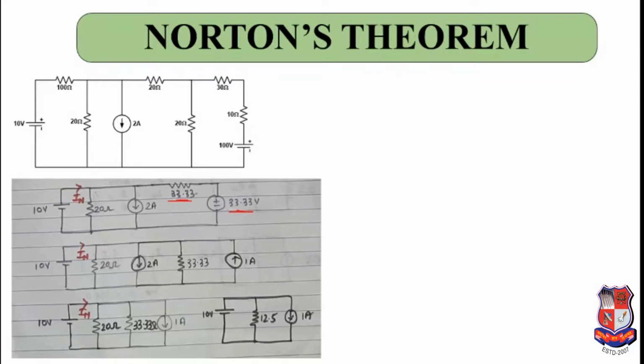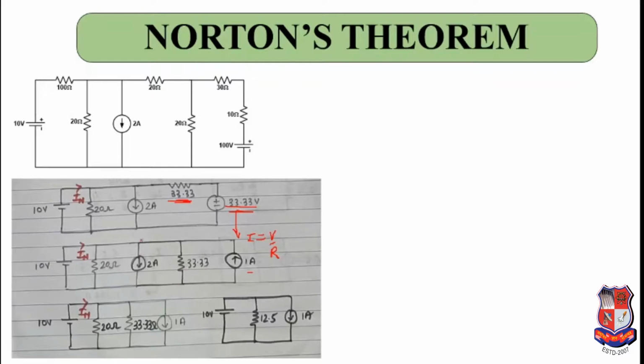This voltage source in series with this resistance is again converted to a current source, and the resistance is brought in parallel. This current value I will be from V by R, where V is this voltage and resistance is this. So 33.33 divided by 33.33 will give us 1 ampere. So 1 ampere comes in parallel with 33.33.